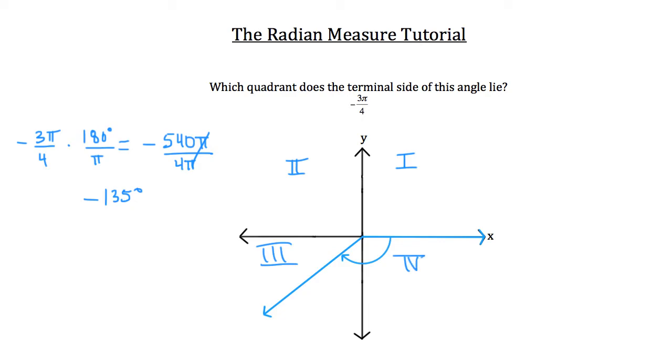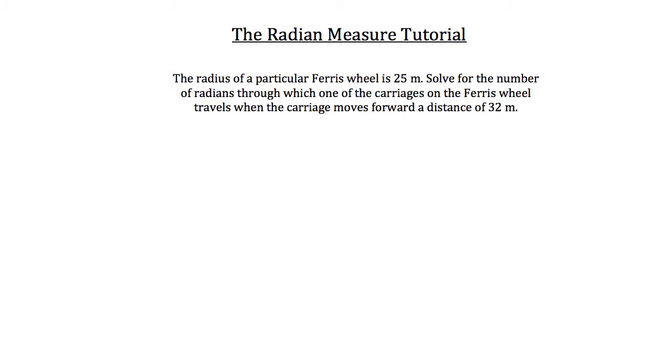Now let's take a look at one more problem. It's pretty common when dealing with radian measures to start dealing with problems like Ferris wheels and bicycles and calculating arc lengths and travel distance around these different wheels. So I'm going to give you a word problem about a Ferris wheel. The radius of a particular Ferris wheel is 25 meters.